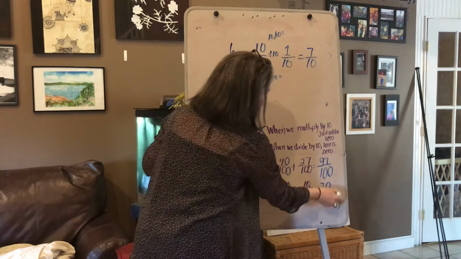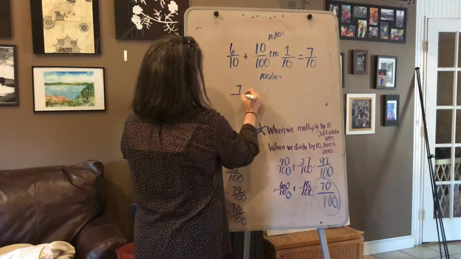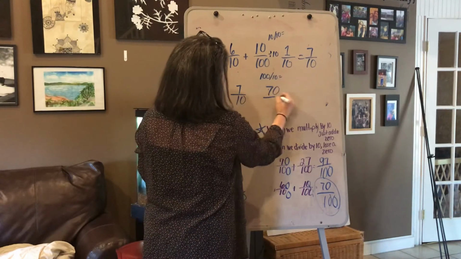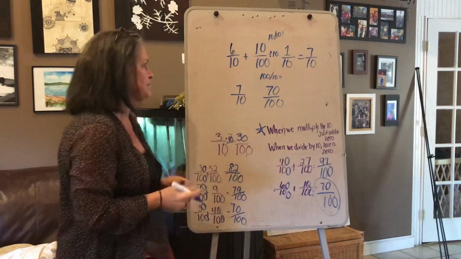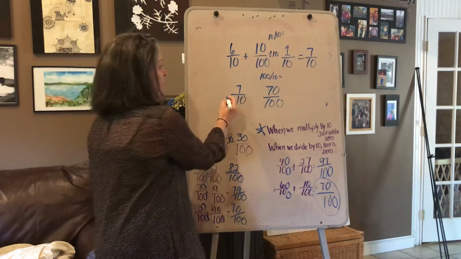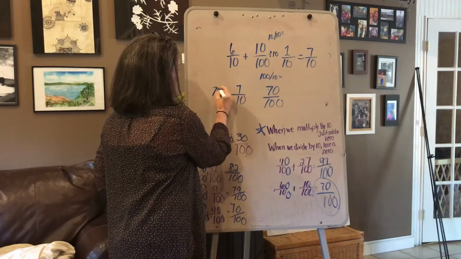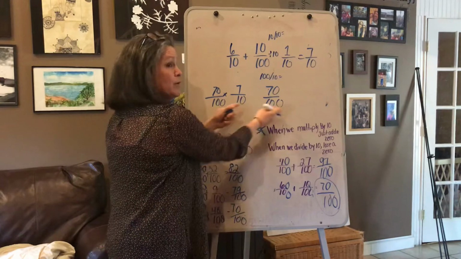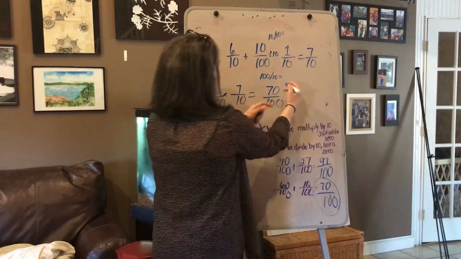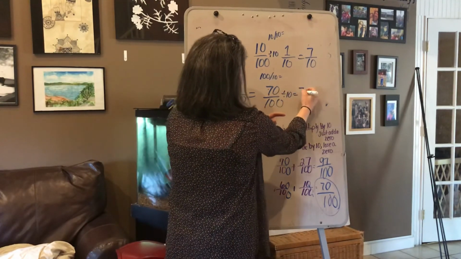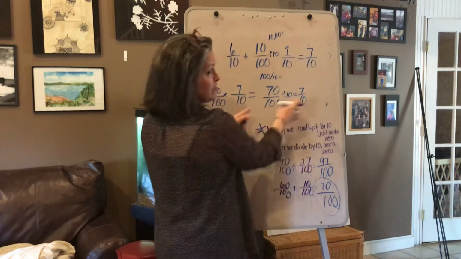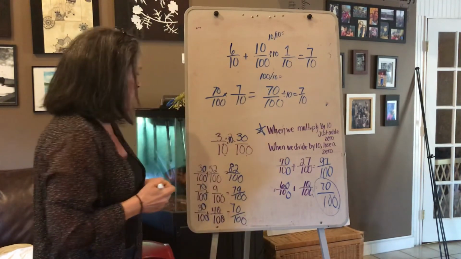So you might be saying, well, how come down there it's 7 hundredths? Well, let's put these together. What do we notice about those guys? If I multiply this by 10, I get 70 hundredths. Are they equivalent to each other? Yes. If I divide both of these by 10, I get 7 tenths. Equivalency. All right, good luck.